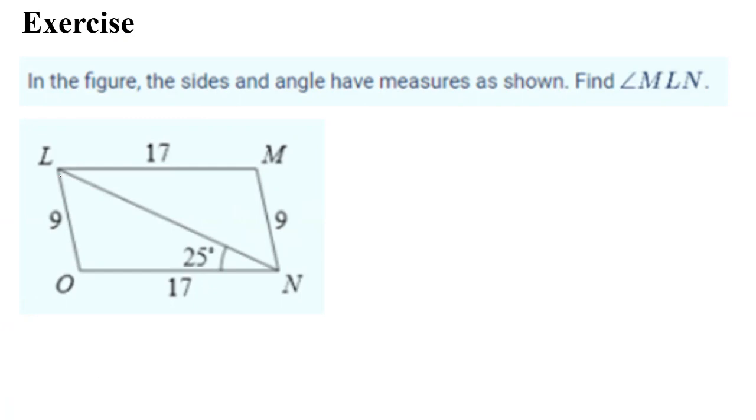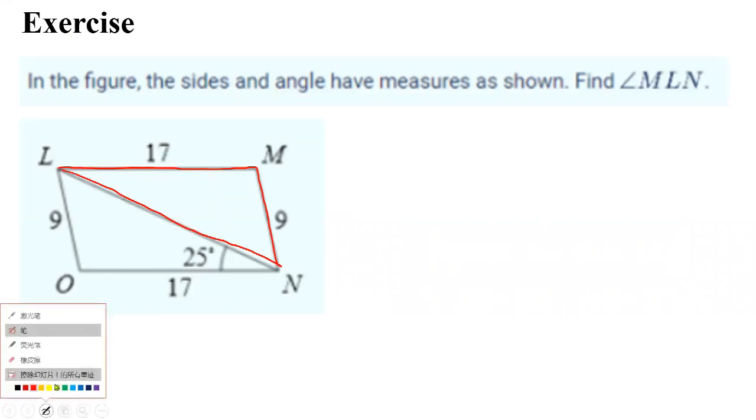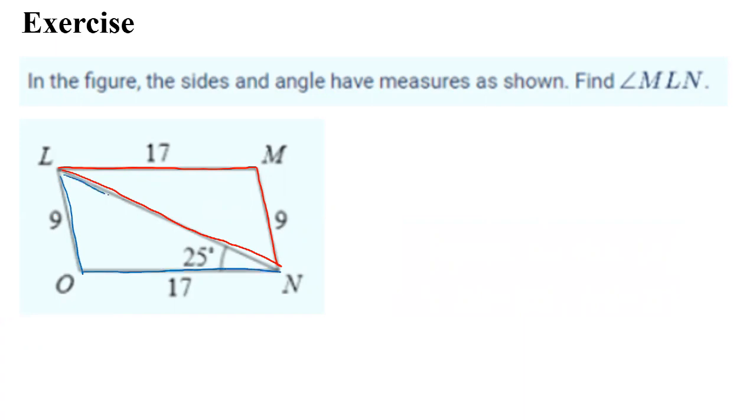Okay, let me ask you a question. Can you prove this triangle here is congruent to this one? Well, it seems that these two triangles are the same, right? But can you prove that they are congruent? Because 17, LM is equal to ON. 17 equals 17, right? Yeah, and 9 equals 9. So we have two sides that are equal, and they share the same side here, right? Yeah. Okay, so what can we write here?